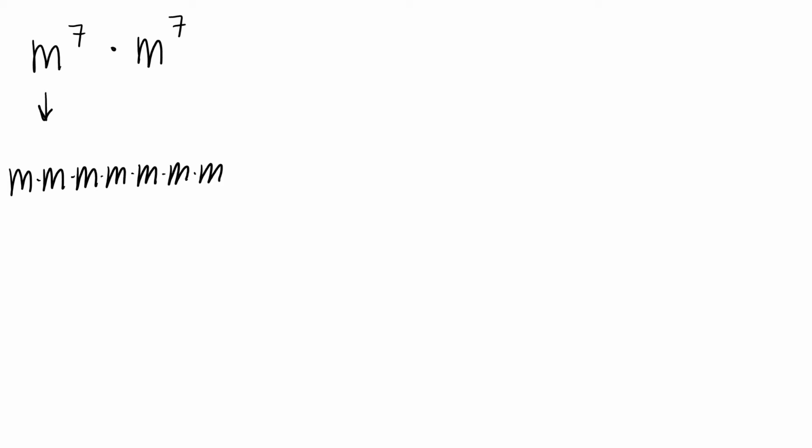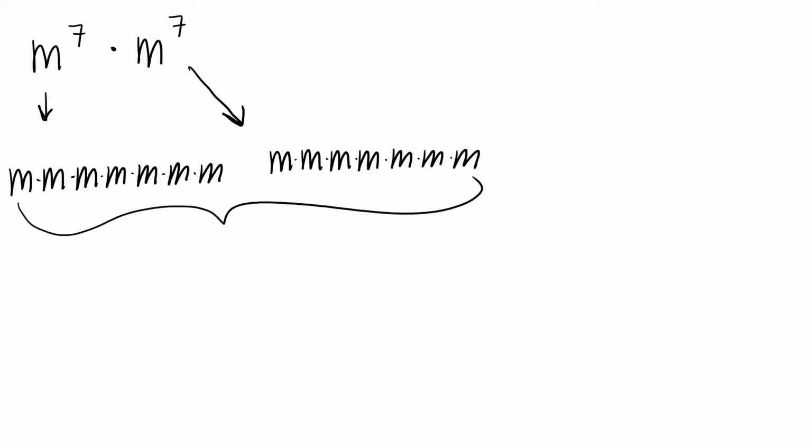For problem number 4, we're going to do m to the 7th power times m to the 7th power. We start by breaking it down and writing out m 7 times. We do the same thing for the other piece. It is also m to the 7th, so it's going to be m 7 times. We total them all up, which is going to give us 14. Our base number m stays the same, and our new exponent becomes 14.